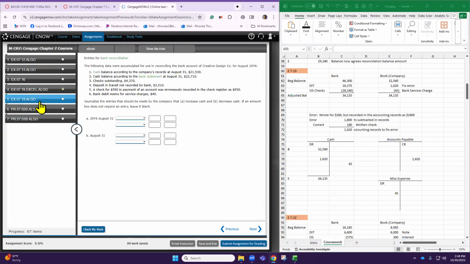Let's go to this one. So now, once again, this is entries for bank reconciliation. This is a whole new one, I believe. Yep, this is a whole new one. That's all right.